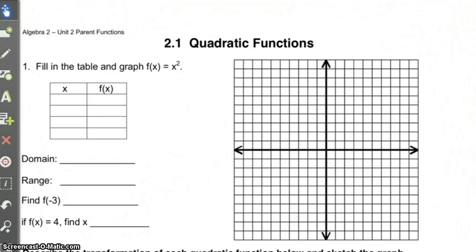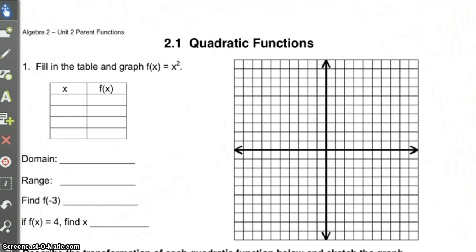We will be discussing today 2-1 quadratic functions, how to transform quadratic functions, the notes, and I'm gonna help you on some questions on the homework. So let's start with 2-1 quadratic functions. Fill in the table and graph f of x equals x squared.